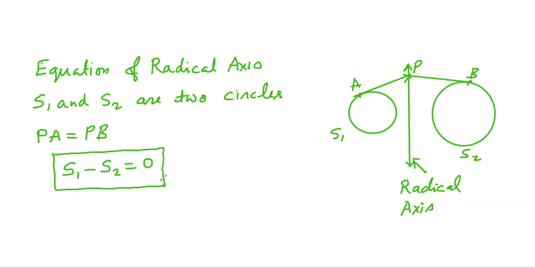All right. From any point on the radical axis, if you draw the tangents to the circles, the lengths of the tangents must be the same. If I say that here we have a circle S1 and a circle S2, two circles are there.